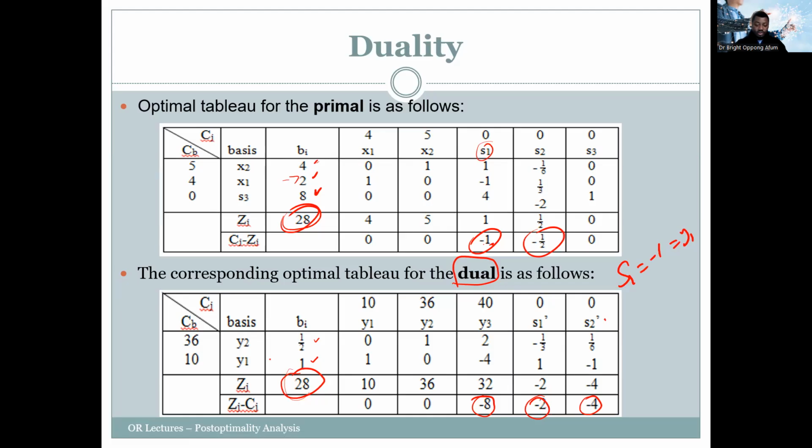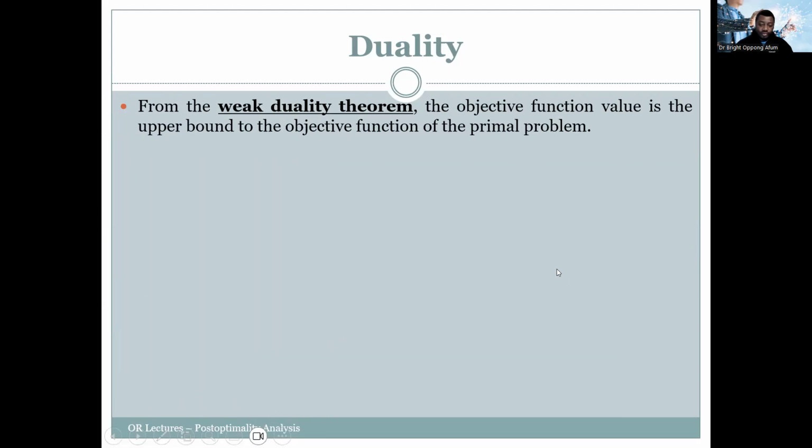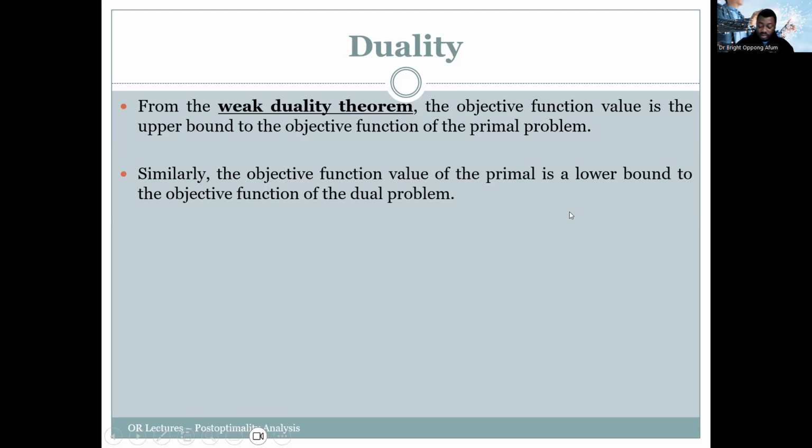So from the weak duality theorem, the objective function value of the dual is the upper bound to the objective function of the primal problem. Similarly, the objective function value of the primal is a lower bound to the objective function of the dual. So this is what we want to see.